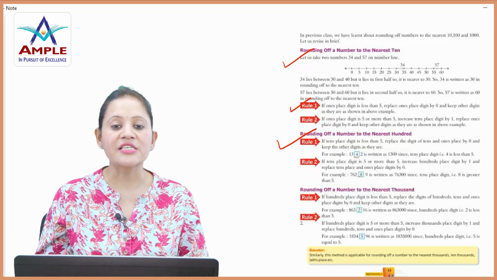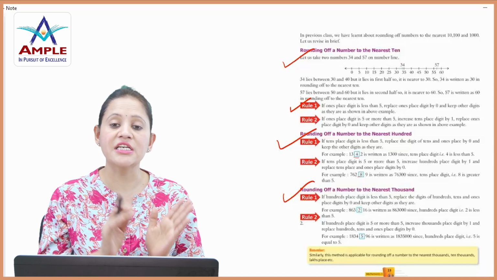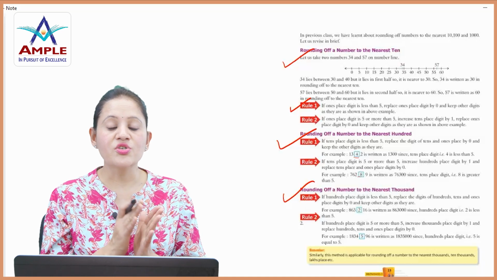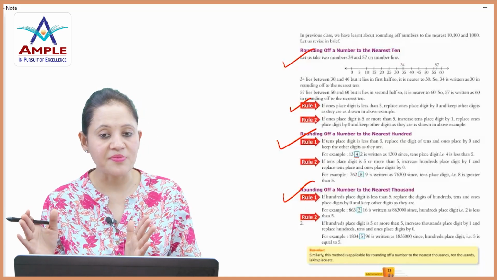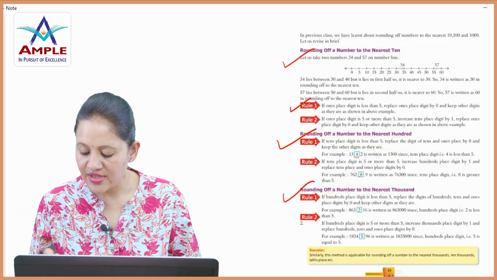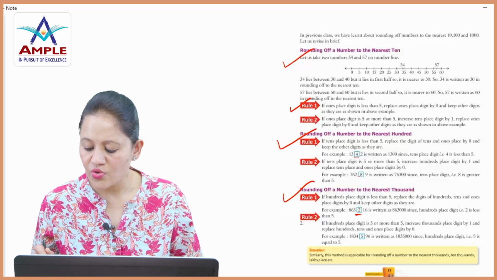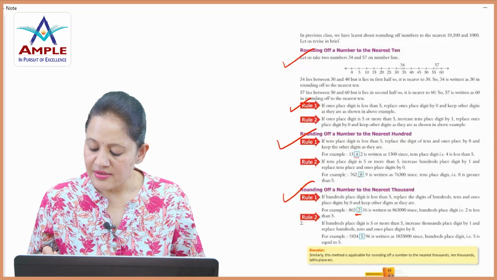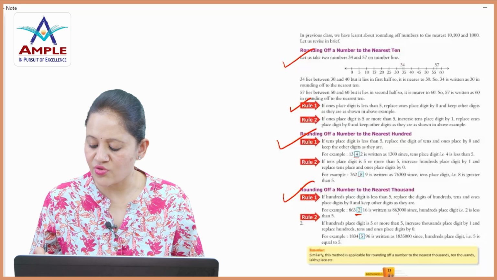Clear? Next, rounding off to the nearest 1000. For the nearest 1000, we will see the digit at hundreds place. If the hundreds place digit is less than 5, we will replace the digits at hundreds, tens and ones place by 0 and there is no change in other digits. For example, in this number, the digit at hundreds place is 2, which is less than 5. So, we will replace the digits at hundreds, tens and ones by 0.